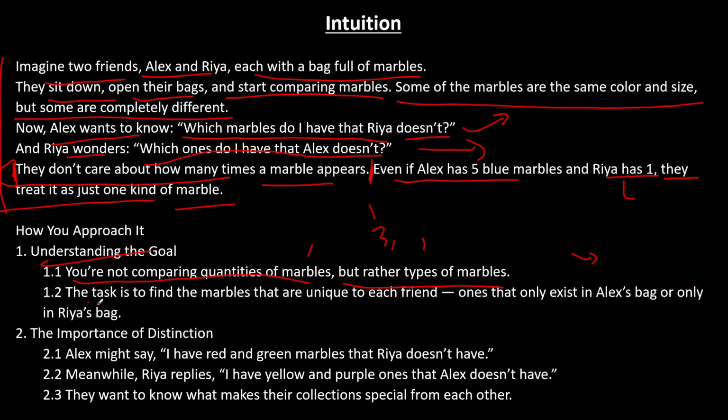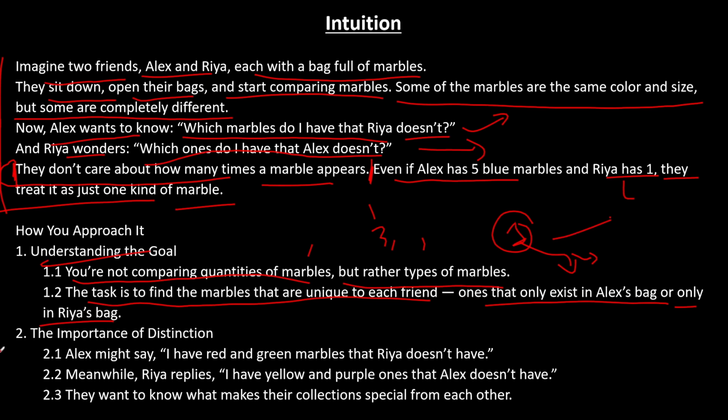Now the task is to find the marbles that are unique to each friend. Comparing with the example, we have to find how many numbers are unique to nums1 and nums2, the ones that only exist in Alex's bag or only in Ria's bag, but not in both of their bags.